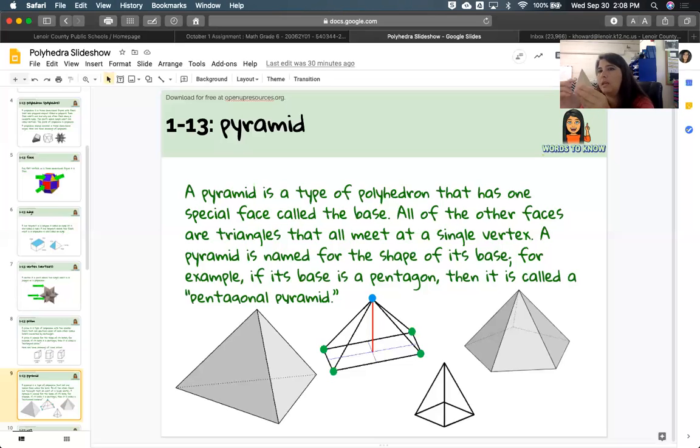So the difference between a pyramid and a prism is that the faces that connect are all triangles, and they're connected at a point, at a vertex. For this one, the prism, the bases are triangles, but they're connected by rectangles. So pyramids are connected by triangle faces, prisms are connected by rectangular faces.